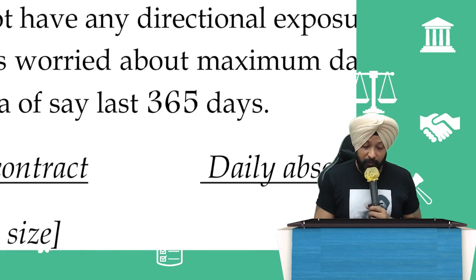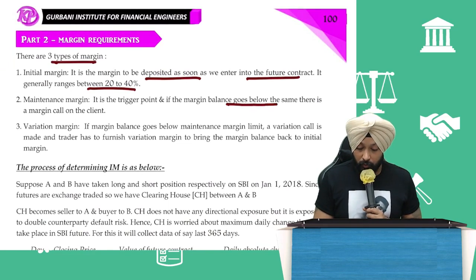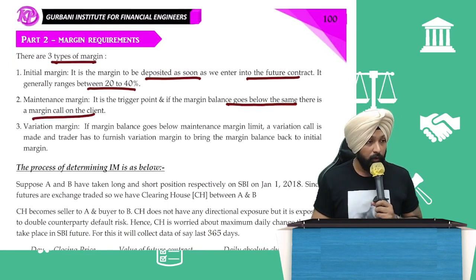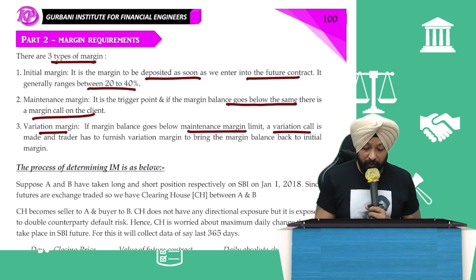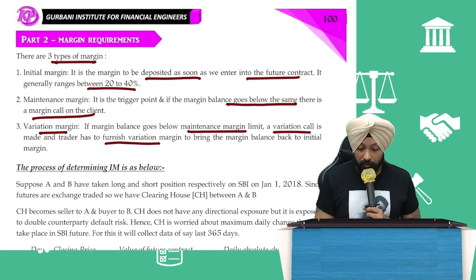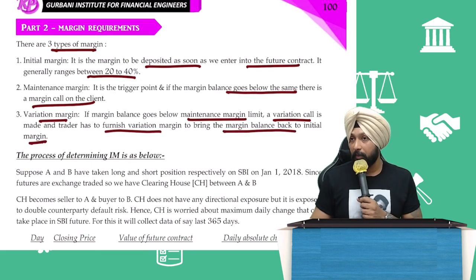What is maintenance margin? Maintenance margin is the trigger point. If the margin goes below the same, then there is a margin call on the client. And then what you deposit is the variation margin. If the margin balance goes below the maintenance margin limit, a variation call is made and the trader has to furnish margin to bring the margin balance back to the initial margin levels. Whatever is the minimum margin required, that much balance you have to again bring into the demat account.